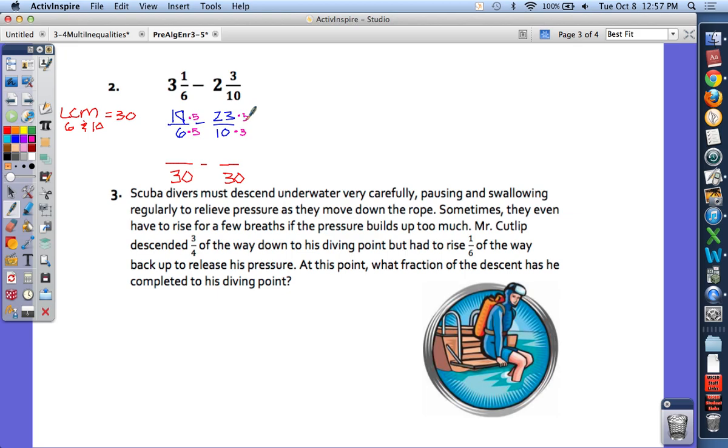So our new fractions, 19 times 5. If you're not sure and you don't have a calculator for this chapter, you can always do it off to the side.